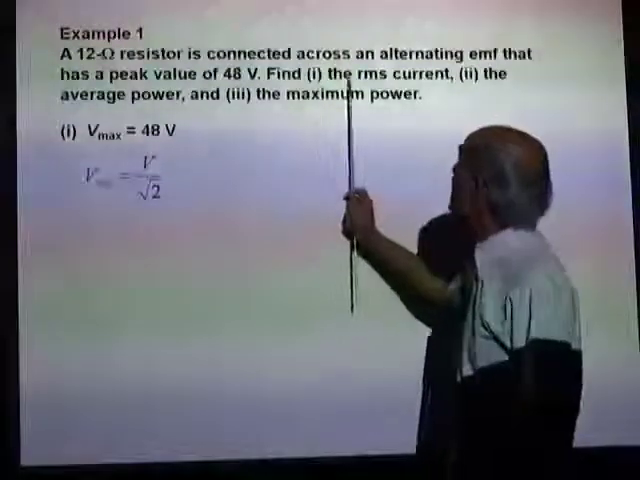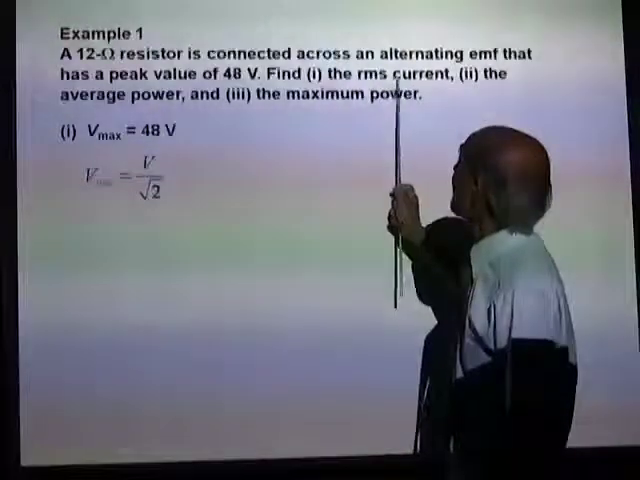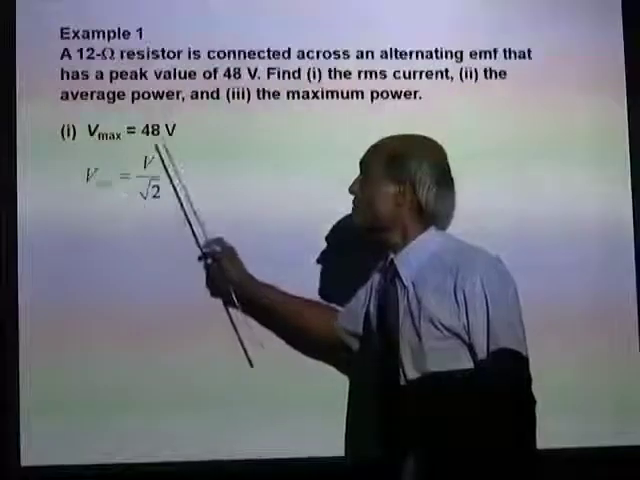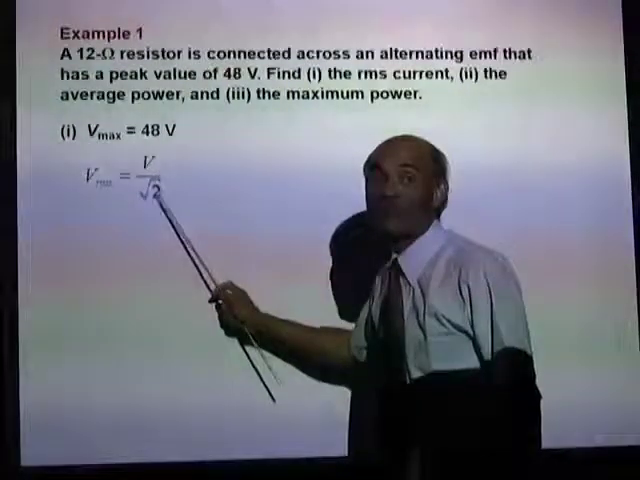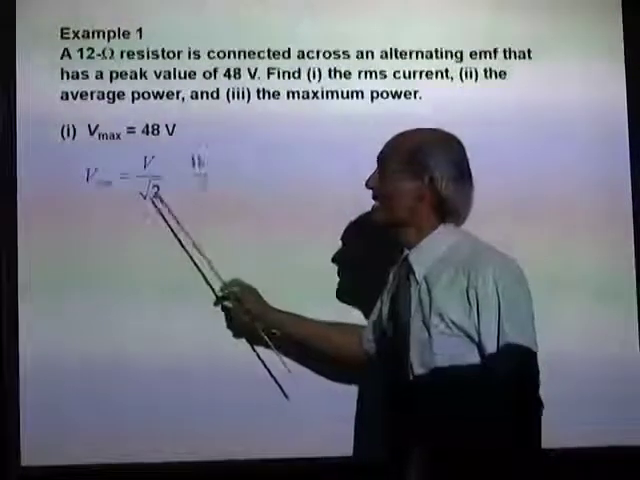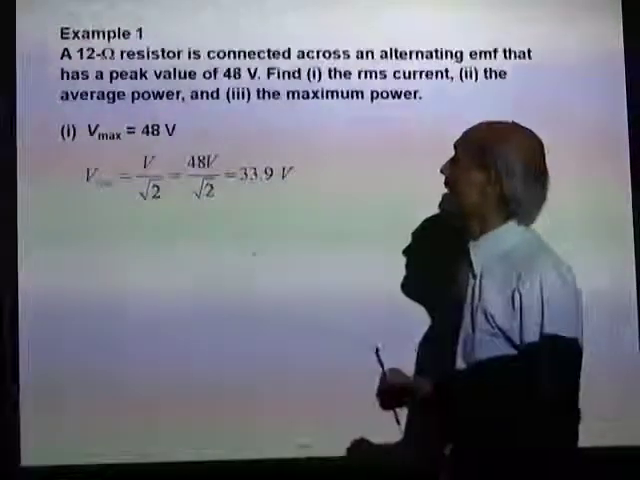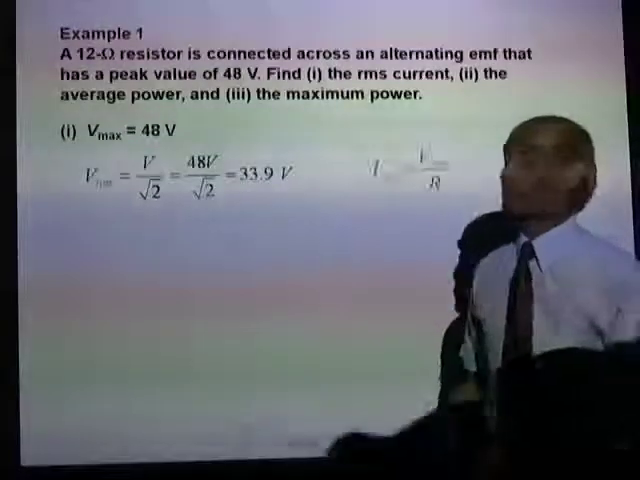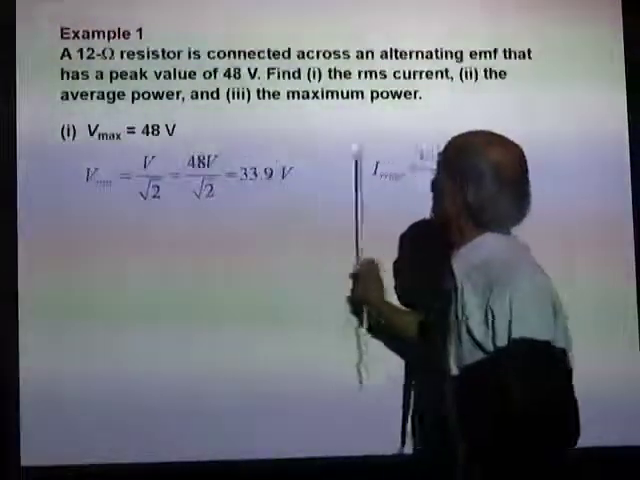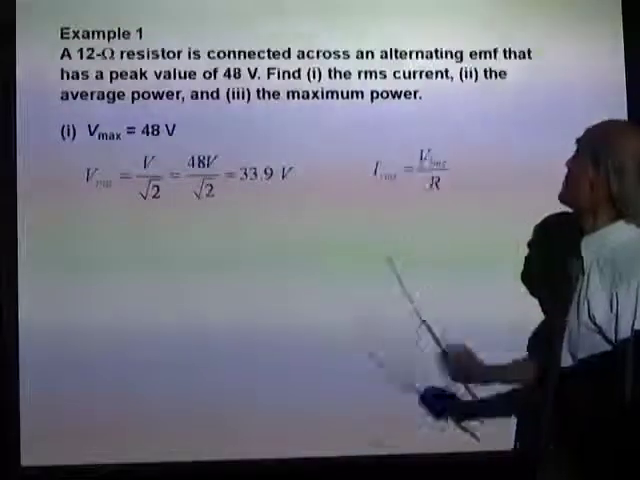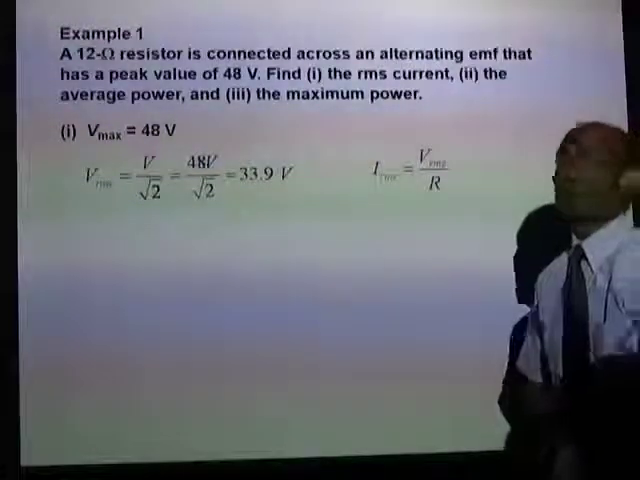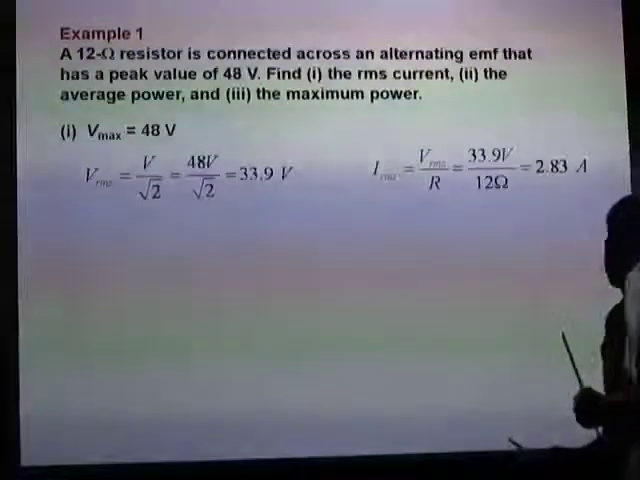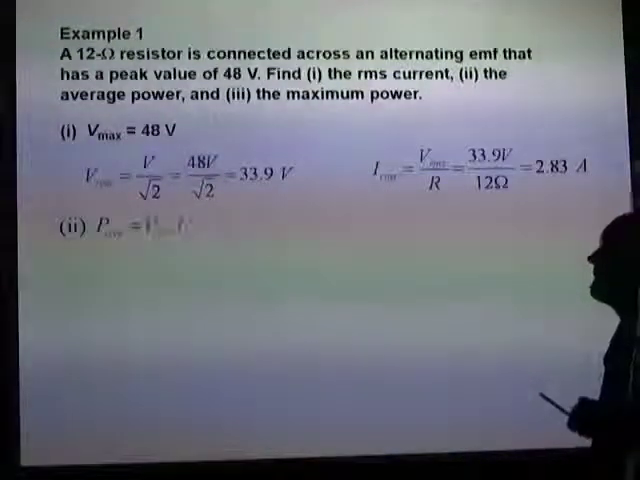And we need to find the RMS current. If you want to find the RMS current, we need the RMS voltage. Vrms is Vmax divided by square root of 2. And that will be 48 volts divided by square root 2, that is 33.9 volts. Once you know the value of Vrms, then Irms is Vrms divided by the resistance which is given, and so that will be 2.83 amperes.